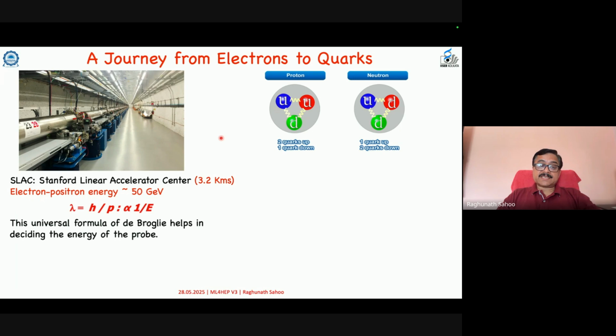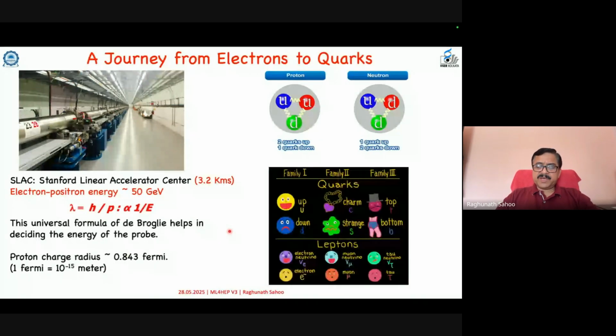So, in the deep inelastic scattering at Stanford Linear Accelerator, for which the accelerator length was 3.2 kilometers, we could achieve electron positron energies up to 50 GeV. This is just a guideline. And if you want to probe inside the proton, you can take the charge radius of the proton and calculate using the simple de Broglie formula, which comes from the first principle of optics. You will convince yourself that if I want to probe a femtometer scale, I need either GeV or TeV energies. This is very fundamental.